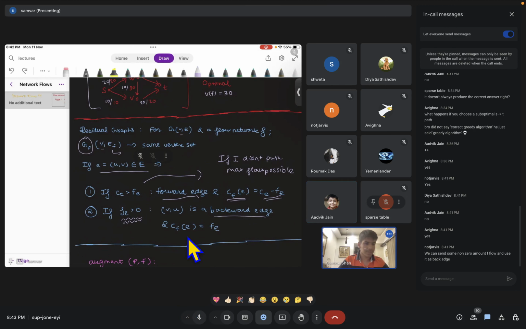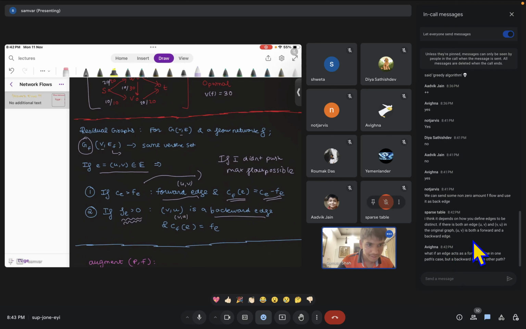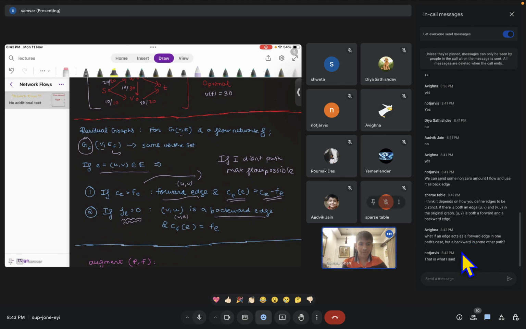Okay, I see what you're saying. So, what Advik is pointing out is that here your edge was U to V and here it was V to U. Yes, exactly. Exactly. That is the point I was trying to bring out. Exactly. Sparse, would you want to unmute and explain what you were saying?